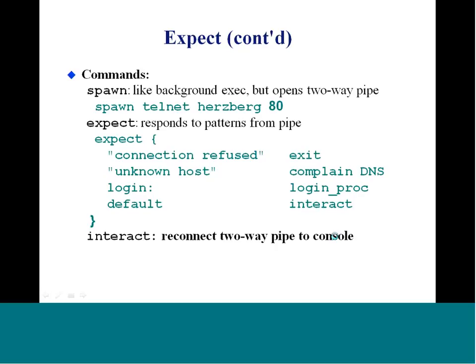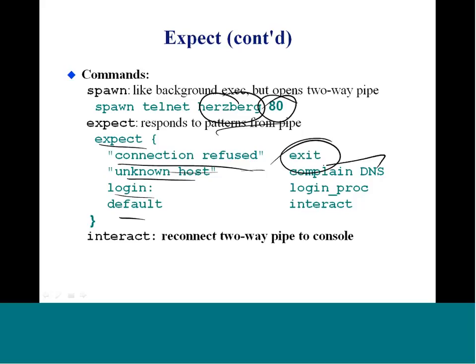So in Expect, the commands are like this. Basically there is a command called spawn. You can say telnet, and which machine it is, which server, and then what is the port number. Expect responds to patterns from the pipe, for example connection refused, unknown host, login, default. When connection refused, that means exit; unknown host is the DNS complaint; then we have the login procedure. Reconnect two-way pipe to the console.